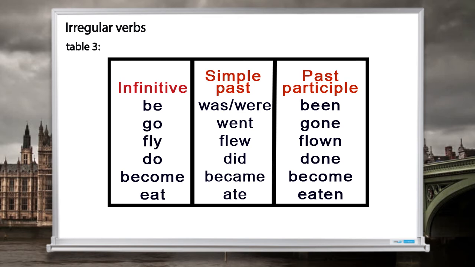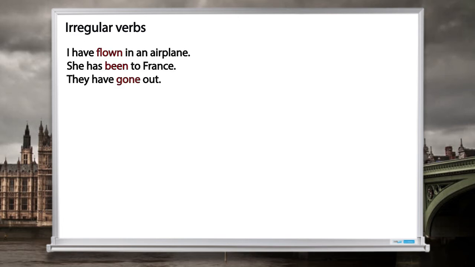With these verbs, there is no pattern to follow. You just have to memorize both the simple past and past participle forms. In my opinion, it is easier to do it with sentence examples. I have flown in an airplane. She has been to France. They have gone out.